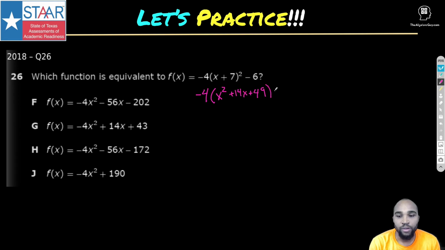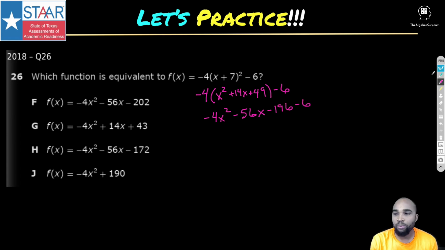And that's positive, and we got -6. Now I'm going to distribute this -4 to all these terms on the inside, and that gives me -4x squared minus 56x and minus 196. And now I have -6 on the end.